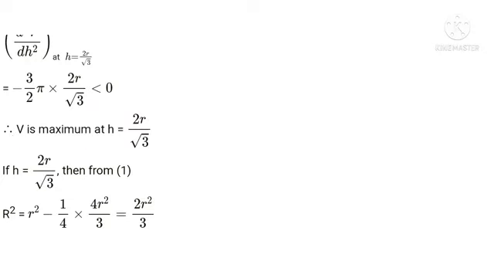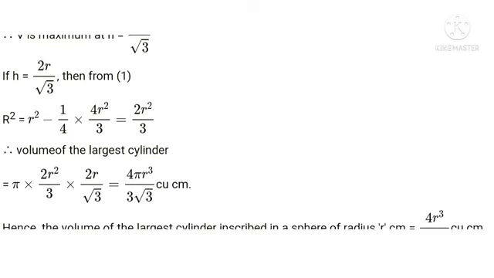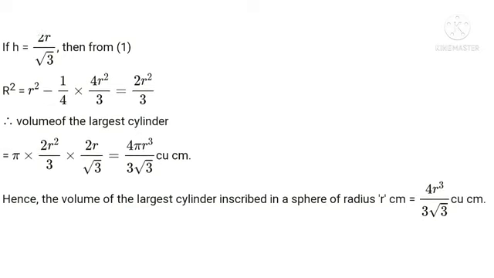If h is equal to 2r upon root 3, then we get from equation 1, r square is equal to r square minus 1 upon 4 into 4r square upon 3. 4 gets cancelled, 2r square upon 3. Volume of largest cylinder is given by pi r square h.